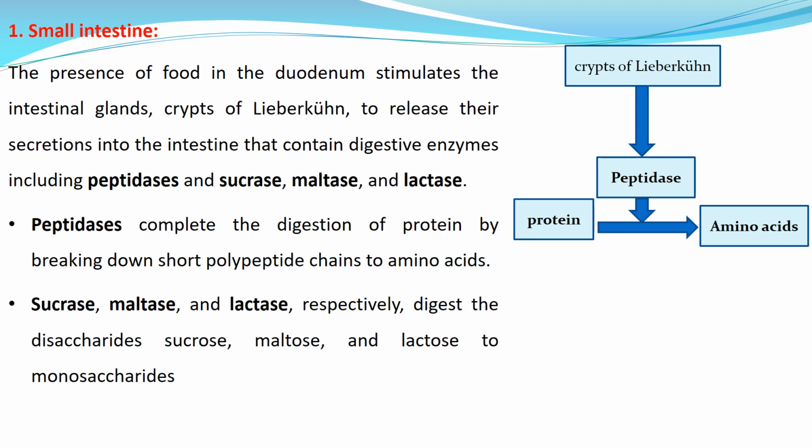So within the small intestine, the presence of food in the duodenum stimulates what? It stimulates the intestinal glands, which are mainly called crypts of Lieberkuhn, to secrete some types of enzymes into the intestine. It contains the digestive enzymes, including peptidase, sucrase, maltase, and lactase, and other enzymes.